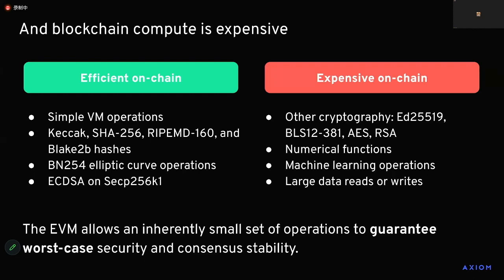Again, this is a fundamental trade-off. When you design a blockchain virtual machine, you have to choose an inherently small set of operations that are carefully metered in order to make sure that every node can validate transactions in a consistent amount of time. Moreover, you have to think about the worst case security and consensus stability in these cases. So the challenge here is how you can actually get application-specific scaling for on-chain applications.